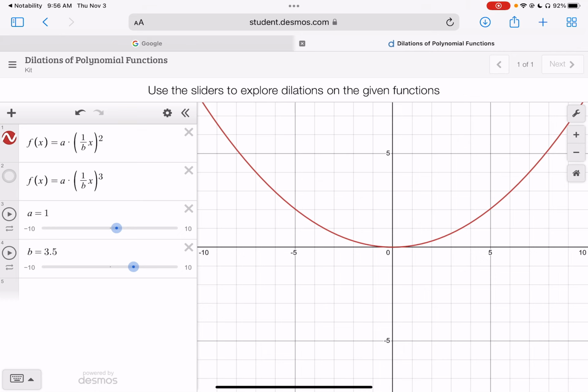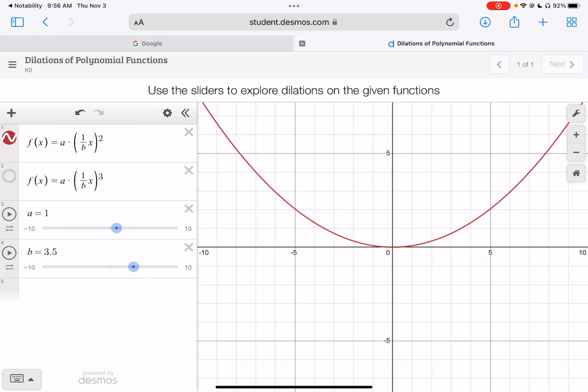But if I were to take that 3.5 and put it in my function, it would actually be 1 over 3.5. So we always put the reciprocal of b in our function itself. It's just one of those little funky things we have to remember.